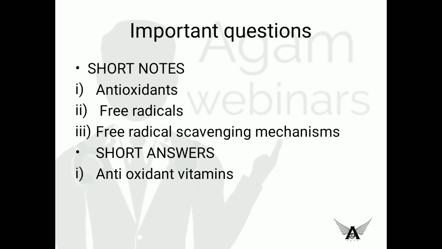Okay. Next are the important questions we have from this topic. Short notes, we have three short notes. First one is antioxidants. You have to explain about the two groups and the examples of antioxidants. Next is free radicals. They may ask for free radical examples, and you should explain the formation of free radicals and mention the chain reaction. Third one is free radical scavenging mechanism. You should explain all the mechanisms. Short answers, we have antioxidant vitamins. Remember the three vitamins and write it correctly.